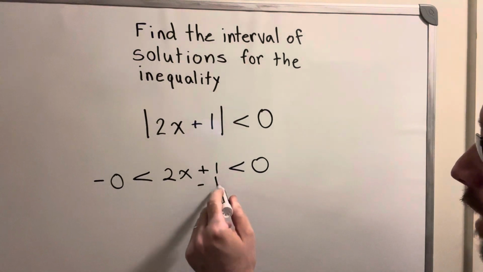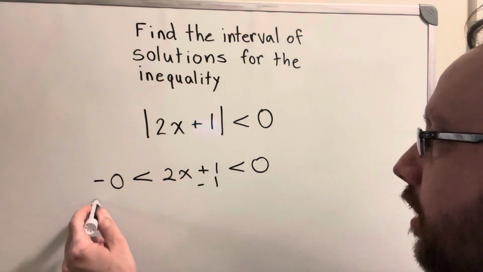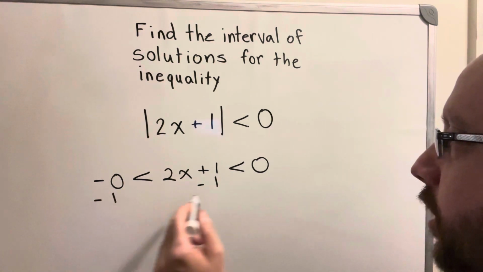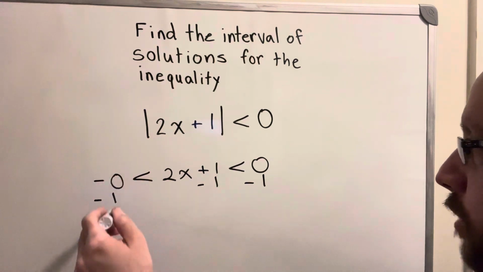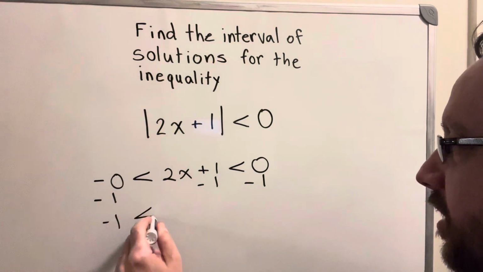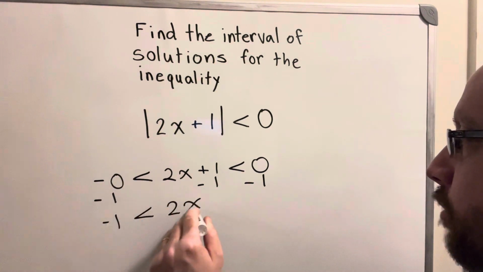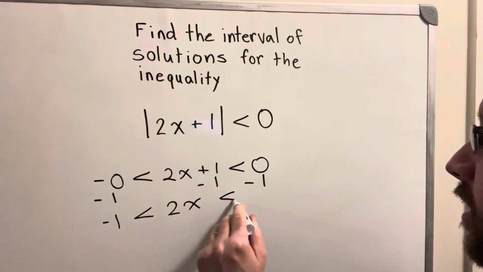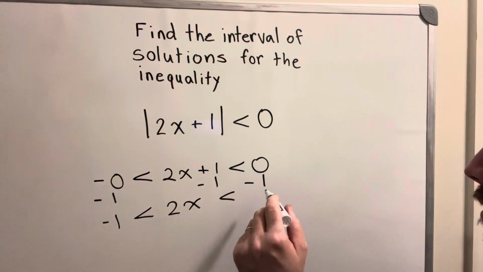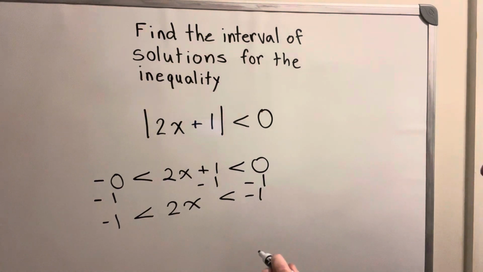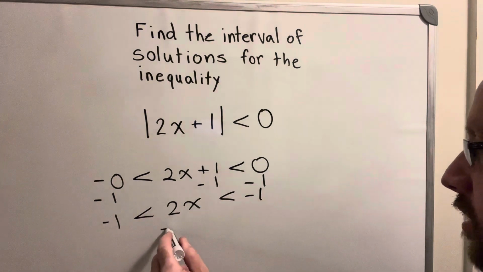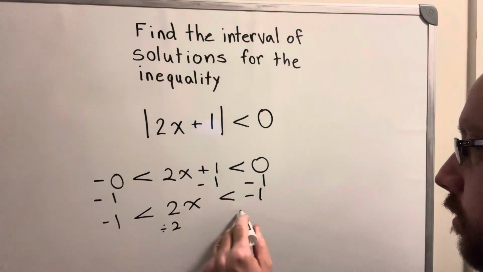So let's subtract 1 through everything. Negative 0 minus 1 would be negative 1, is less than 2x, is less than 0 minus 1, which is minus 1. Now, to get x by itself, let's divide everything by 2.